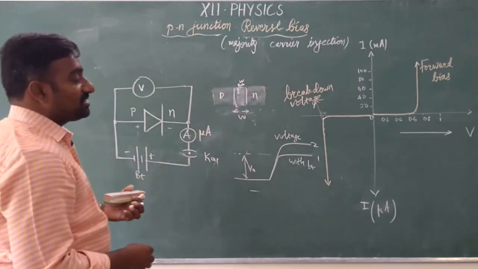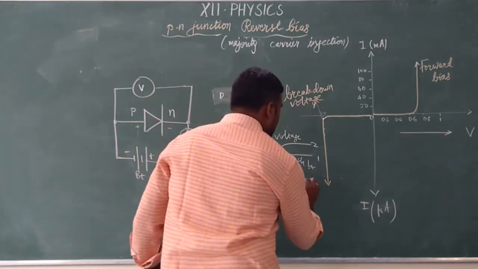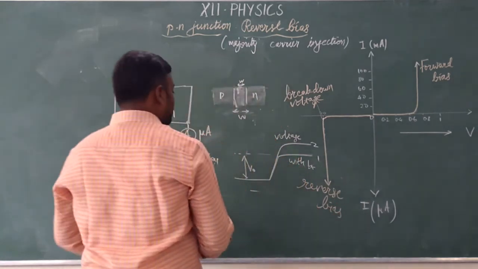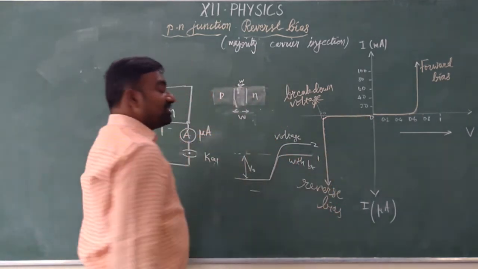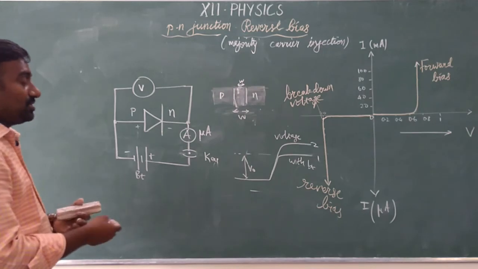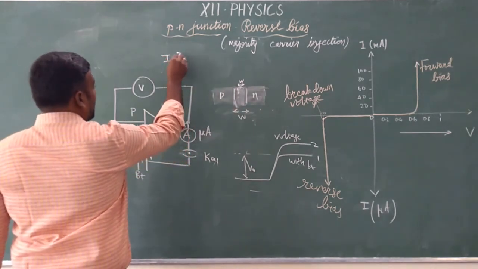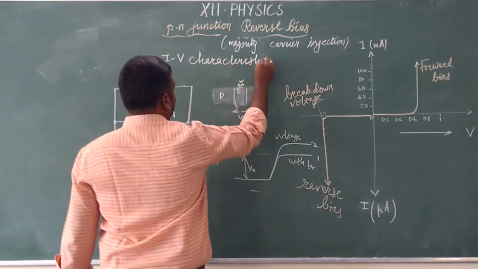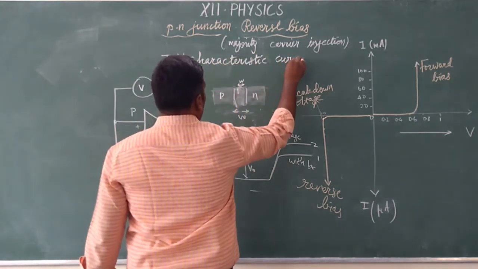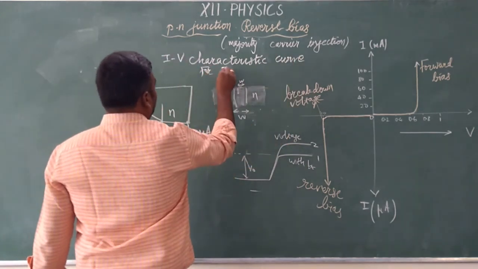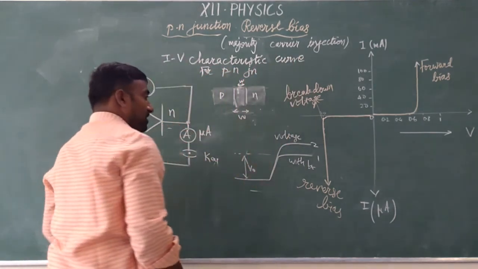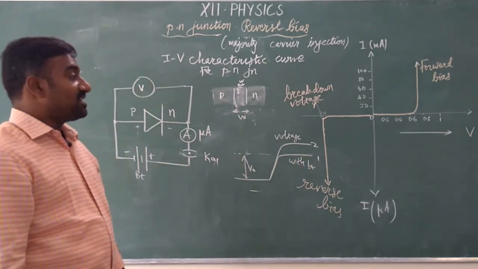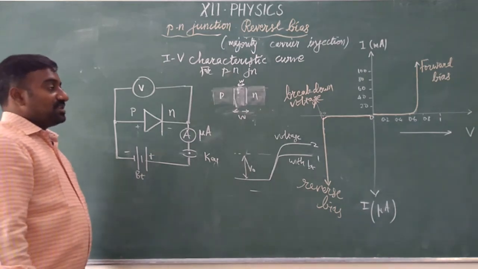This is the forward bias, and this is the reverse bias curve. The combination of both is called the IV characteristics. So this graph is called the IV characteristics curve for the PN junction. This curve is very, very important, and you are going to perform experiments in your laboratory using the PN junction.